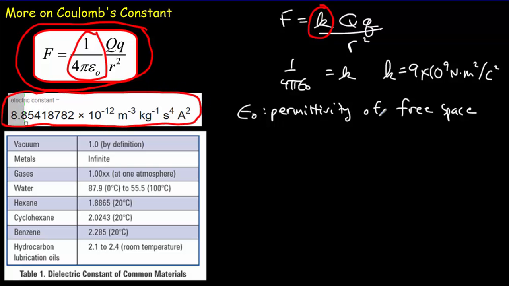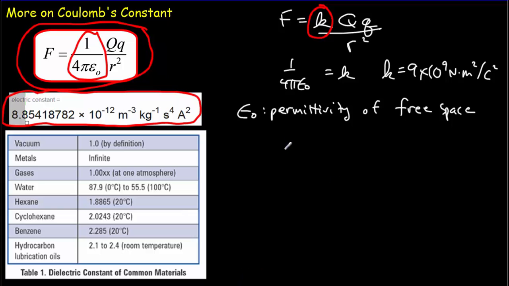But what the permittivity of free space does is it allows us to consider situations where our charges are not in a vacuum. Let's say our charges are in water. We could still calculate the electric field. And the way that we do that is, instead of writing epsilon naught here for the permittivity of free space, we're going to write 1 over 4 pi, just epsilon. And that epsilon is going to be the actual permittivity of the substance.